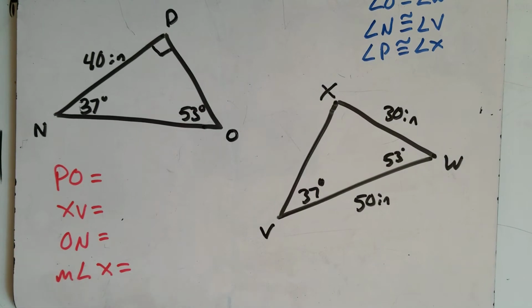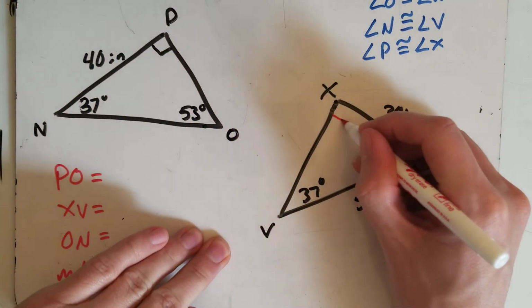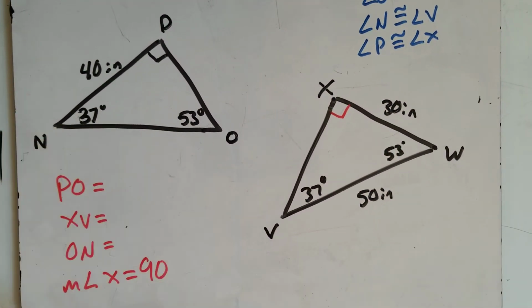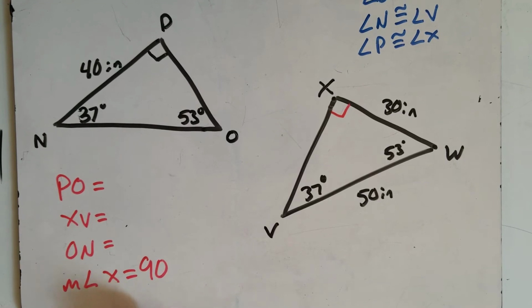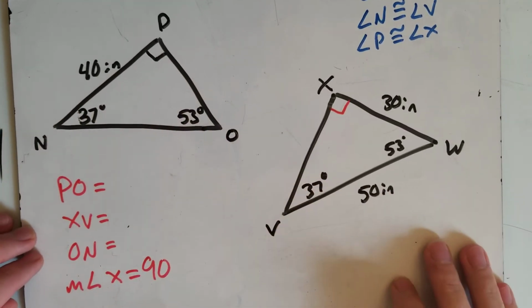And if we look at angle P, we can see that it is a right angle, it has that right angle marking. So angle X would also be a right angle, which means the measure is 90 degrees. And just like that, we have one of the missing pieces. Now we're also just looking for these three pieces.